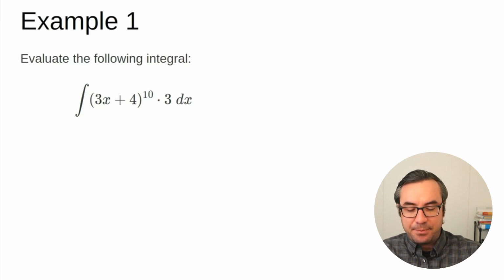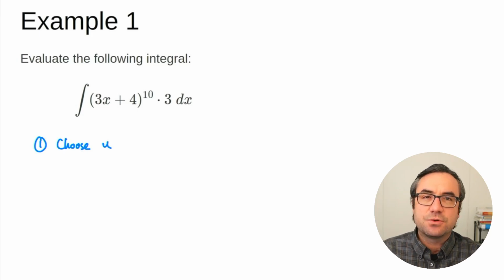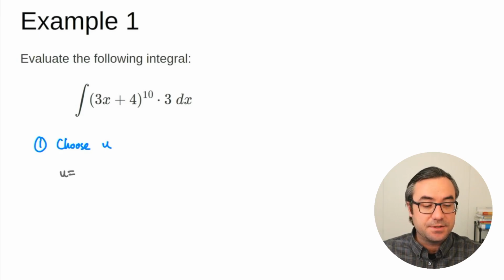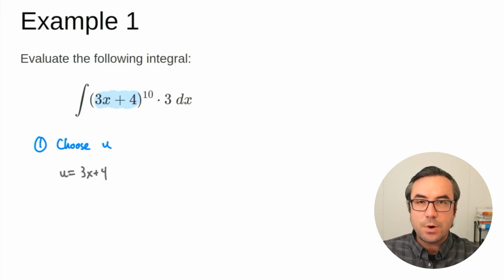And the first step with substitution rule is we want to choose a value for u. A lot of times you'll hear this called, and I'll probably call it, u substitution. So the first step here is pick what u is. And when we do this, we normally let u equal what's inside the parentheses. So in this case, 3x plus 4. So we're going to let u equal that 3x plus 4.